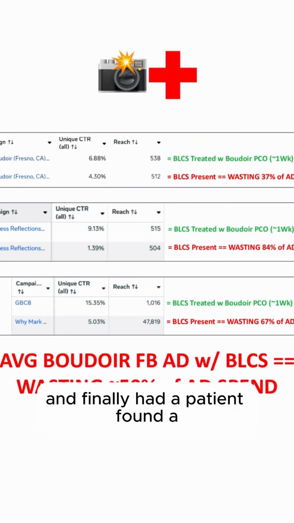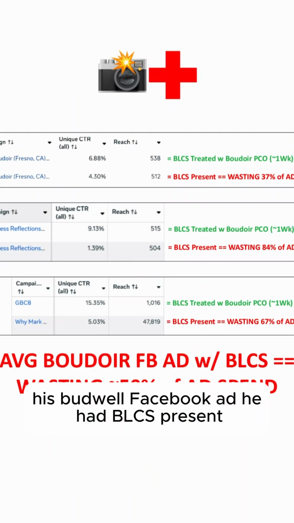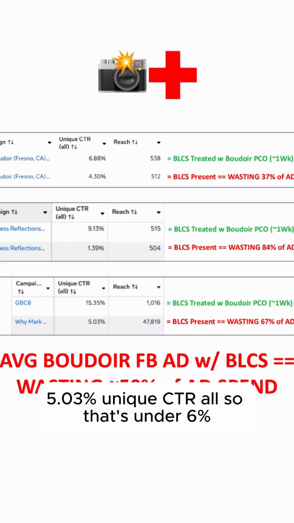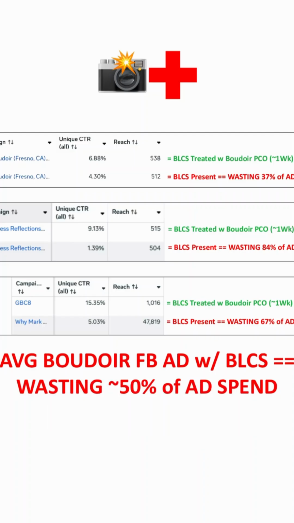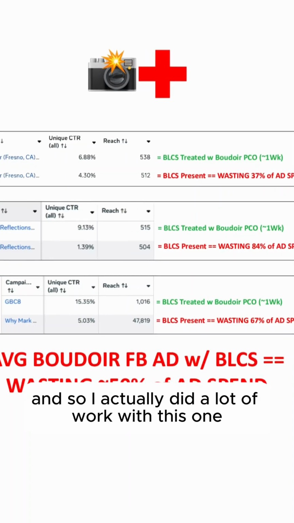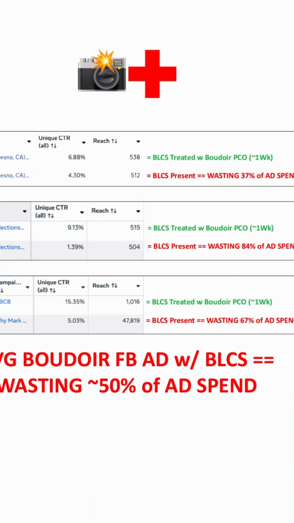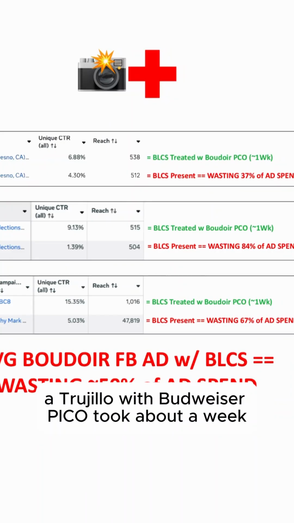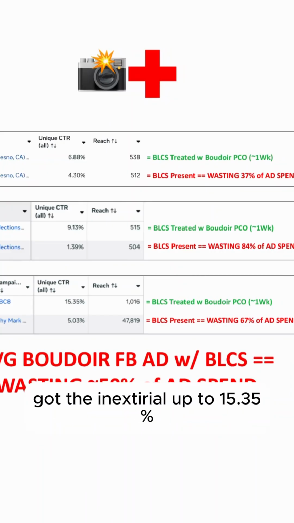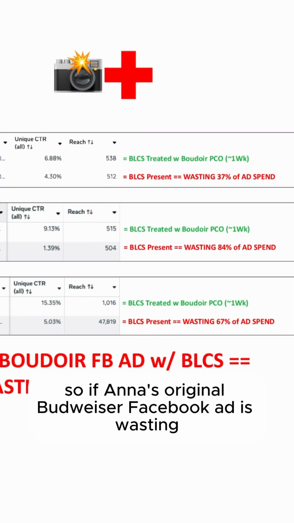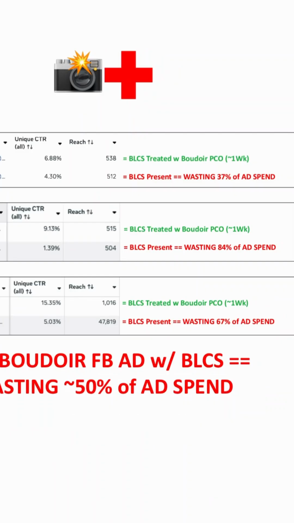And finally, I had a patient who found his Boudoir Facebook ad. He had BLCS present, 5.03% unique CTR all, so that's under 6%. That's Boudoir low click syndrome. And so I actually did a lot of work with this one. Treated with Boudoir Pico, it took about a week, and got the unique CTR all up to 15.35%. So we found out his original Boudoir Facebook ad was wasting 67% of his ad spend.